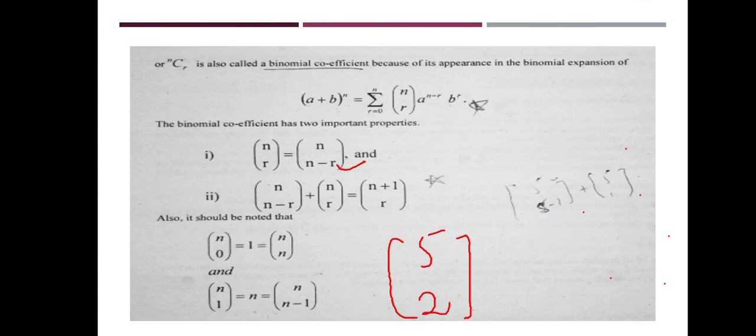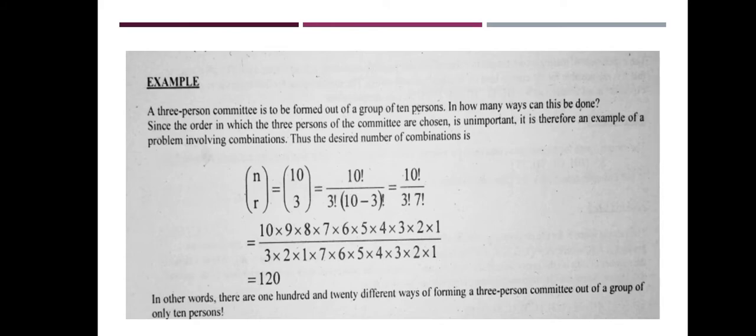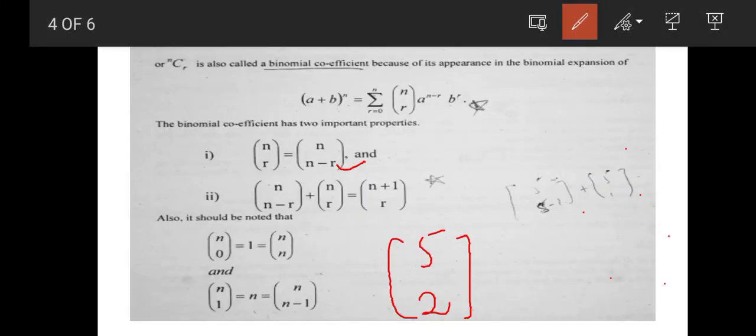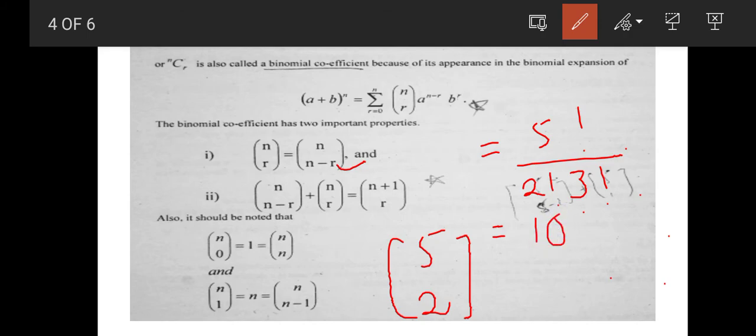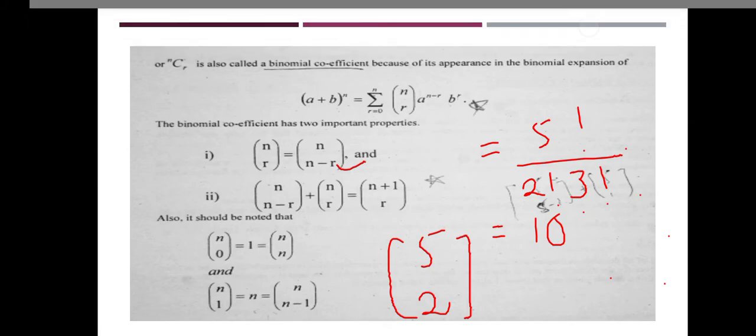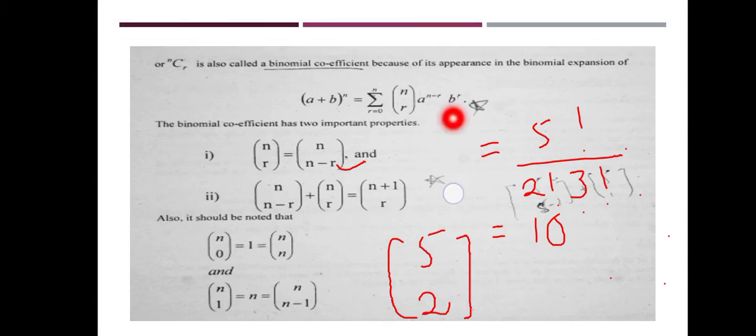Now let's evaluate the answer for 5C2. This will be equal to 5 factorial divided by 2 factorial multiplied by 5 minus 2 factorial. 5 minus 2 is 3, 3 factorial. This will also be equal to 10. So by taking some specific numbers, we can also see that nCr is equal to nC(n minus r).